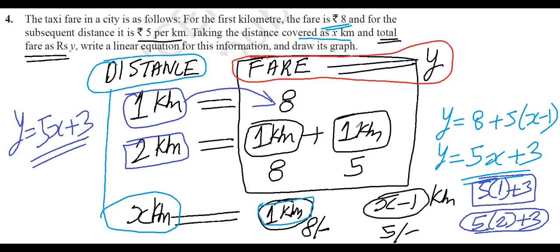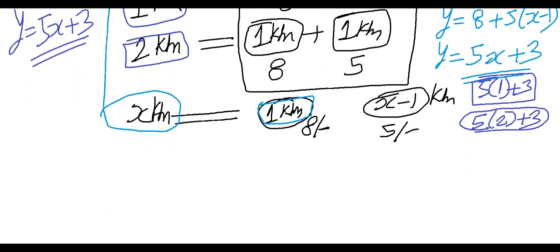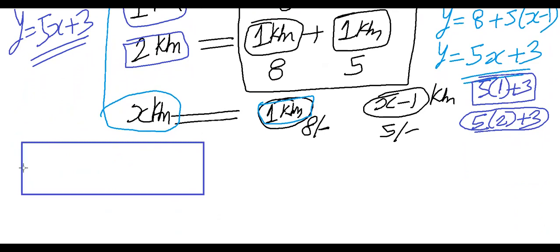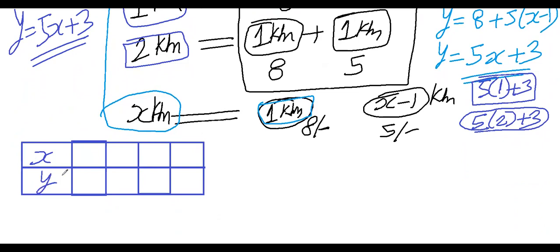The correct linear equation. Now draw its graph. Drawing the graph is very easy. What you will do is assume X and Y coordinates. One minute, let me draw this table. Now here I will write X, and here I will write Y. When the value of X is 0, what is the value of Y? It will be 3.